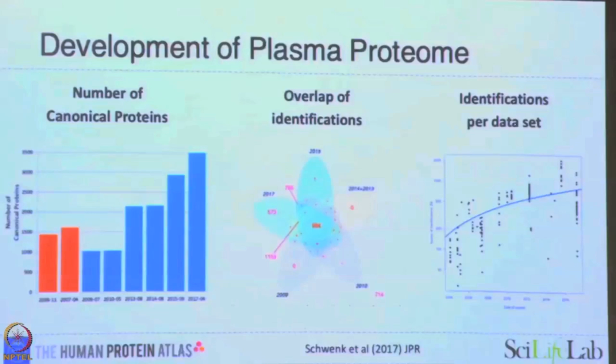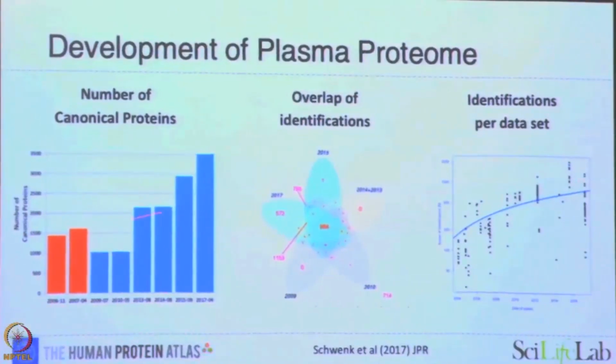So from around 1,000 proteins, which we could identify some 10 years ago, I think we have made a big step forward in detecting more. And this is also shown here by the chart, this Venn diagram showing the progress.